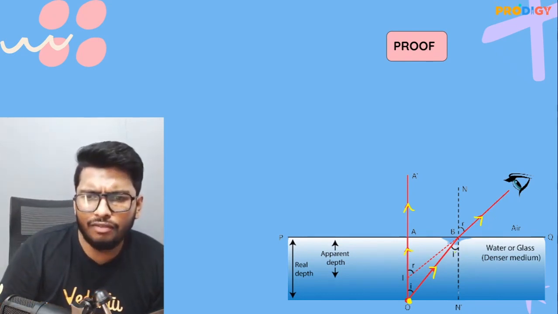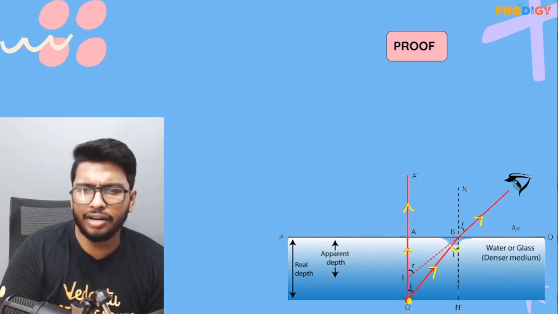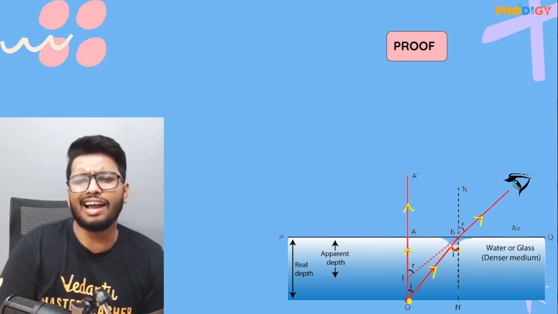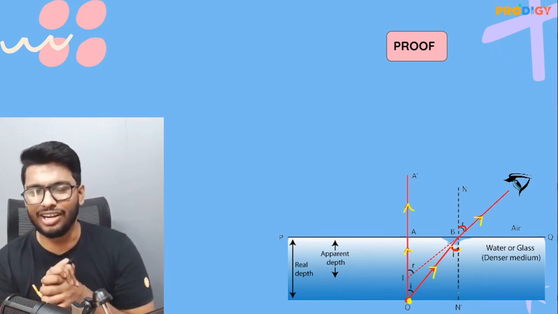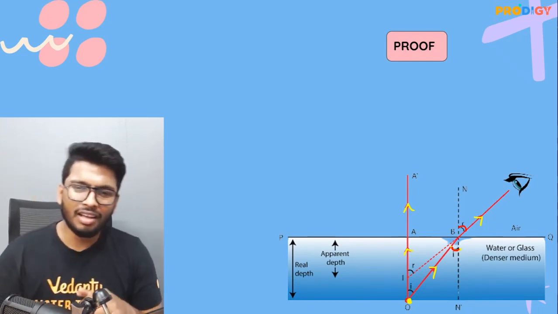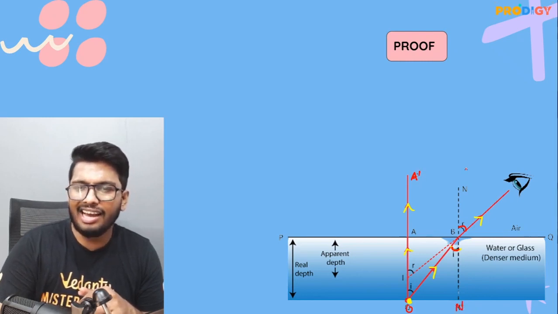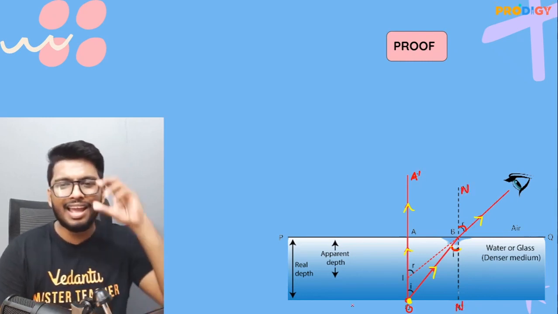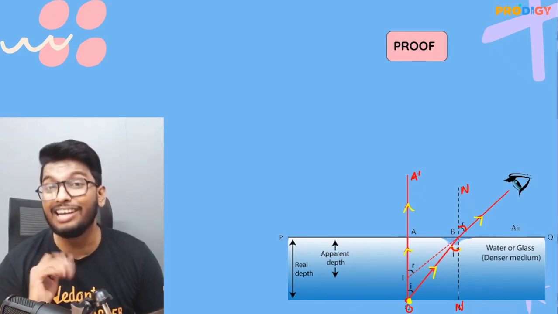So this is the angle of incidence here. This is the angle of incidence for the denser medium right here. This is the angle of incidence, and this is the angle of refraction. That is, the ray of light is undergoing some refraction and then reaching your eyes. Now, if you look very carefully, guys, you can notice that this OA dash and N dash N, which is nothing but the normal, are parallel to each other. If you look very carefully, they're parallel to each other.